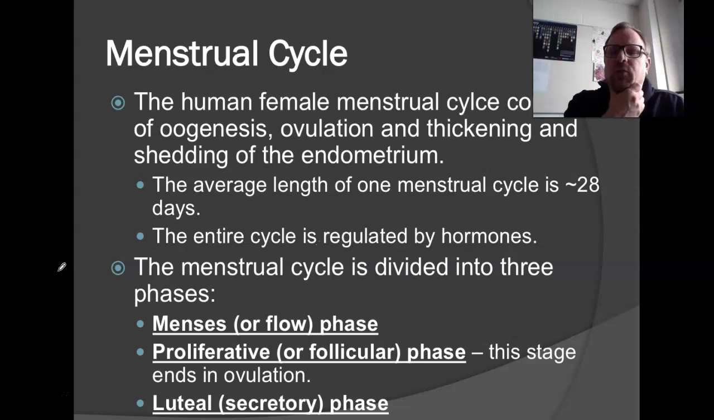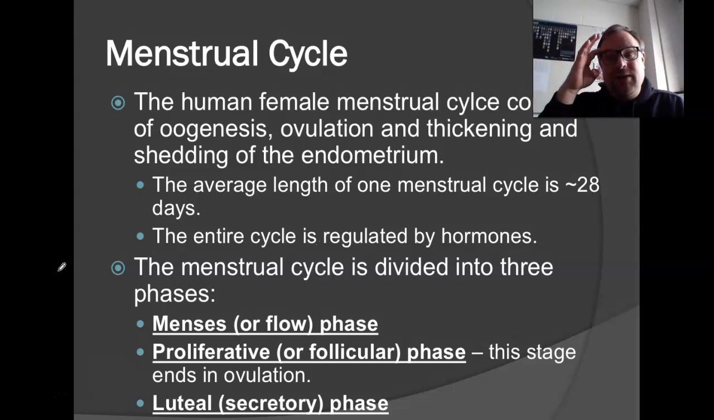The average length of one menstrual cycle is approximately 28 days. Again, we're talking averages and generalizations. We can't say specifically that this is true for everybody. And the entire cycle is regulated by hormones. Hormones being released from the pituitary gland that go and control hormones that are being released elsewhere around the uterus and the endometrium, and from the ovaries as well.